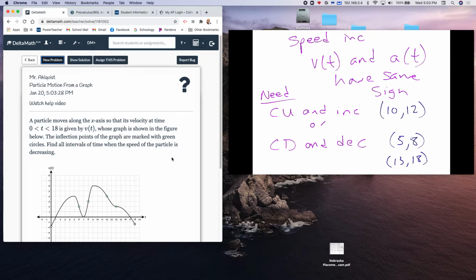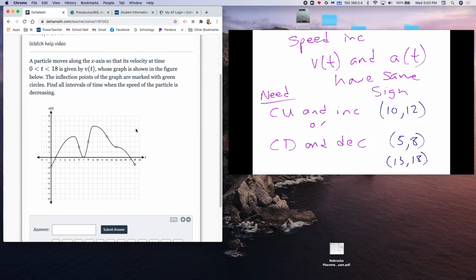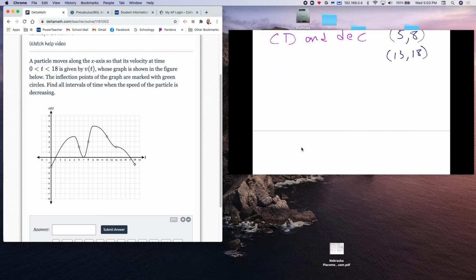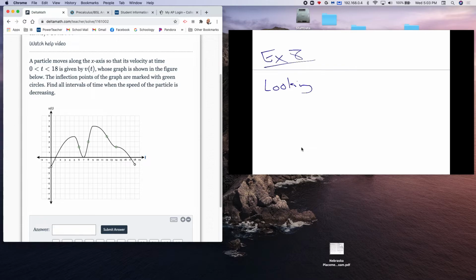Hopefully we can. So same kind of thing here. Speed of the particle is decreasing, but notice we're looking at velocity here. This is the graph of velocity. I'm going to call this example 8. Looking at v of t, we need it to be positive and decreasing in this case.